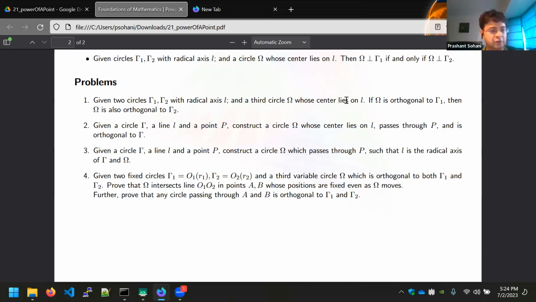So what is given now is a circle, a line, and a point P. And this time let me take the point P on this side. We have to construct a circle omega. So we are interested in constructing a circle omega such that, first, point P lies on that omega. Then L is the radical axis of that given circle and the circle to be constructed.